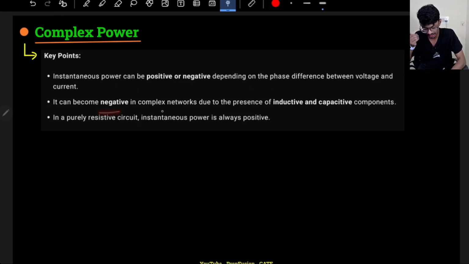It can become negative in complex networks due to the presence of inductance and capacitance, because they have energy storing capability. So what they do is they store the energy, and after a while they again send the power back to the source, and then again it oscillates. Then again the source sends the power to the inductor, and then again the inductor sends the power back to the source. And you might have a question, then what's the point?